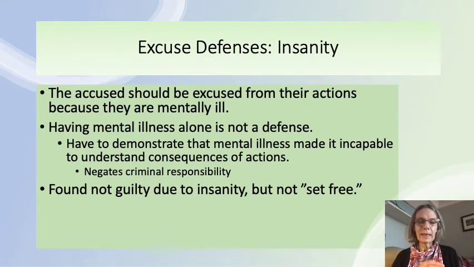If it's the case that the mental illness may have prevented them from possessing mens rea, that doesn't mean that the accused's mental illness may not still pose a threat to society. And so oftentimes when somebody is found not guilty due to insanity, they're not set free, but they are sentenced to confinement in a mental institution. And that's because they continue to pose a threat.